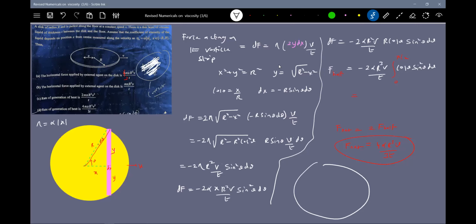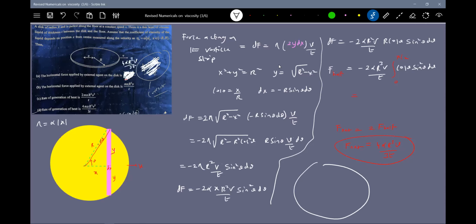I made it 4 by 3, huh? But pi is not there, no, sir, here. Pi is not there. And it's r square. Okay, I'll change everything. 4 alpha r cube v by 3t.